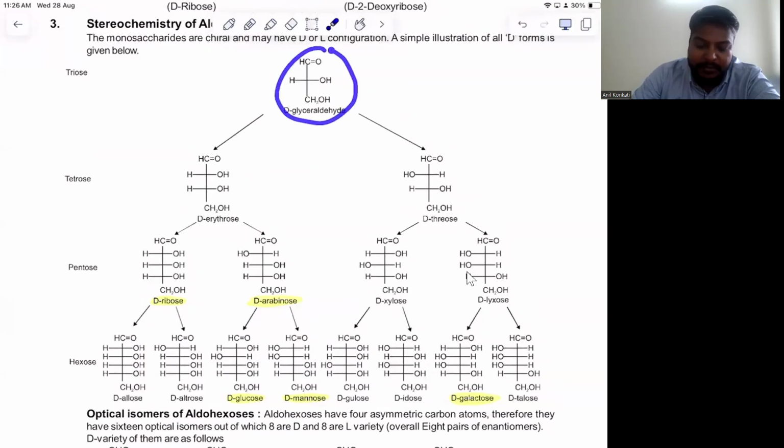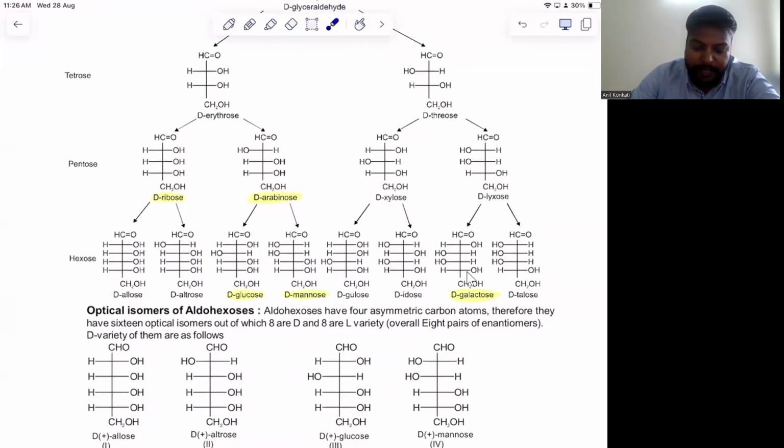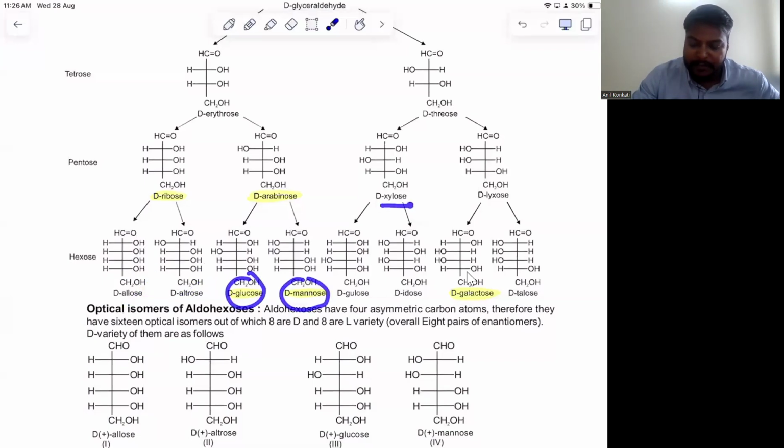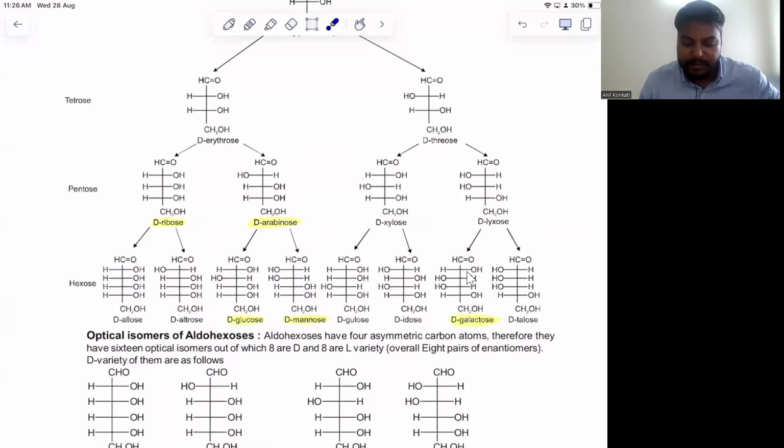Now you see the family tree. First glyceraldehyde; as you extend the carbons, we get erythrose and threose. From erythrose, we get ribose and arabinose. From ribose, we get altrose and allose. From arabinose, we get glucose and mannose. From the rest, lyxose and xylose, we get galactose and so on. The marked ones, ribose, arabinose, glucose, mannose, and galactose, are the important ones for us. So please make sure you are aware of these structures clearly.